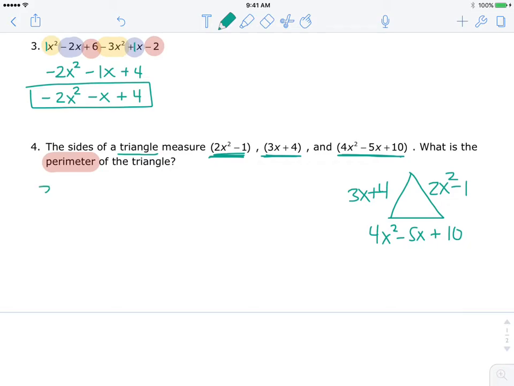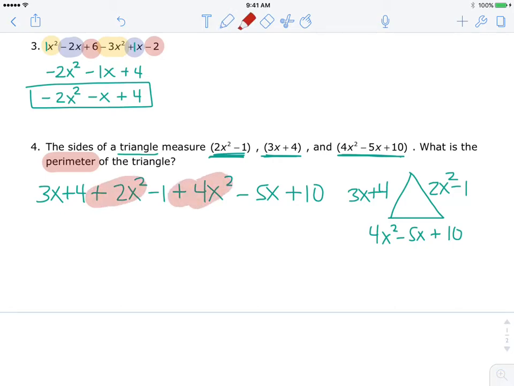All right, so I'm just going to write out here 3x plus 4 plus 2x squared minus 1 plus, and then that bottom one, 4x squared minus 5x plus 10. All right, like terms, here we go. I see a 2x squared, positive 2x squared, and a positive 4x squared. So those are both positive, so positive 2, positive 4, that gives me 6x squared.